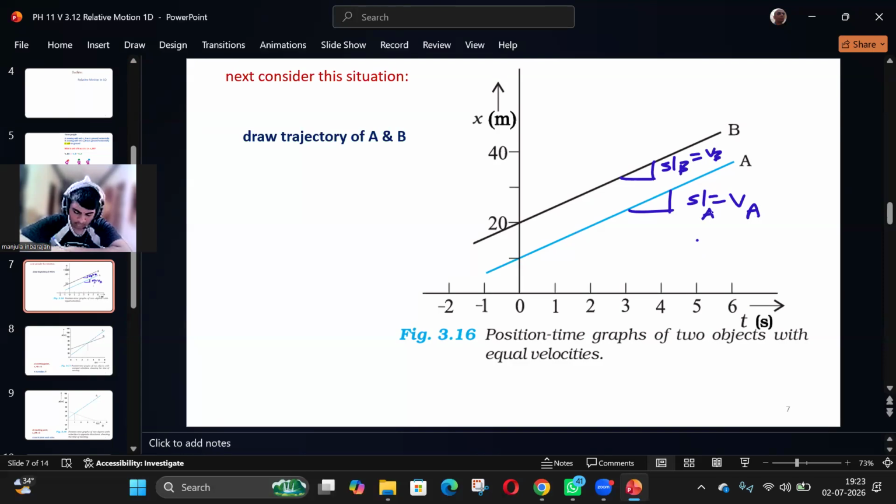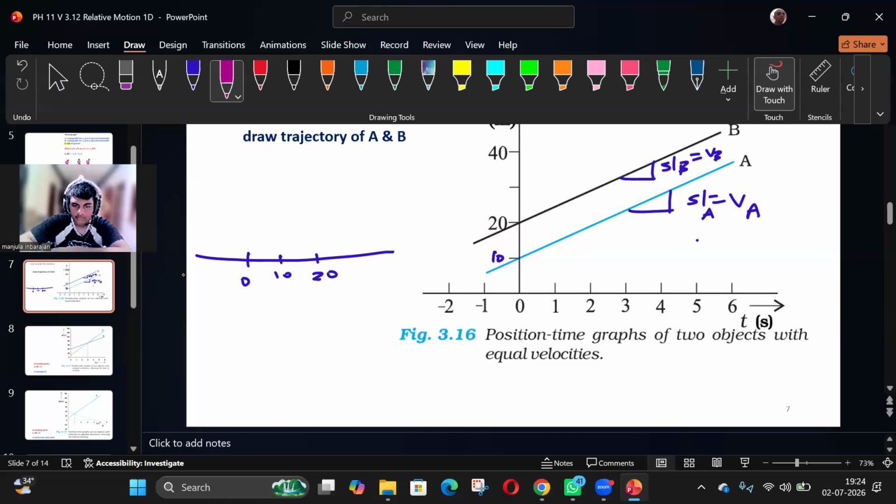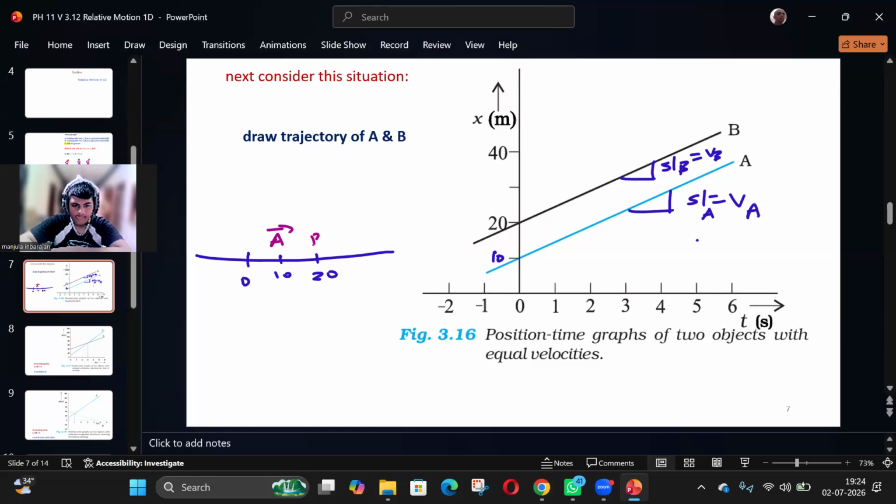So can you compare VA and VB? Which one is more? No, the slope is the same. They're parallel lines. Just that B is starting at x equal to 20, A is starting at x equal to 10. But both are moving at the same speed. So this is the x-axis, origin. 10 is here, 20 is here. A is starting from 10, B is starting from 20, but they're moving at the same speed. So the distance between these two will be constant, because when A has come here, B will move here, but the distance will be the same because the velocity of both is the same, constant.